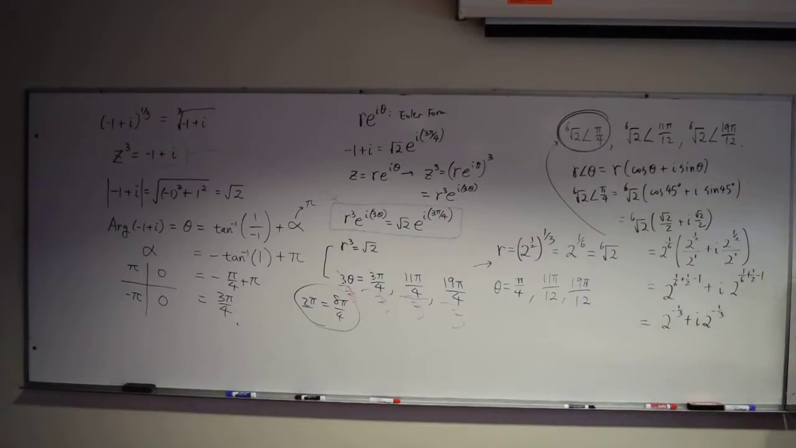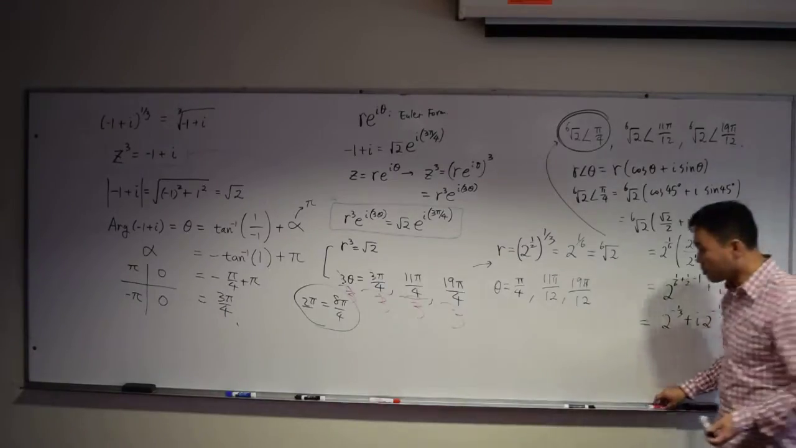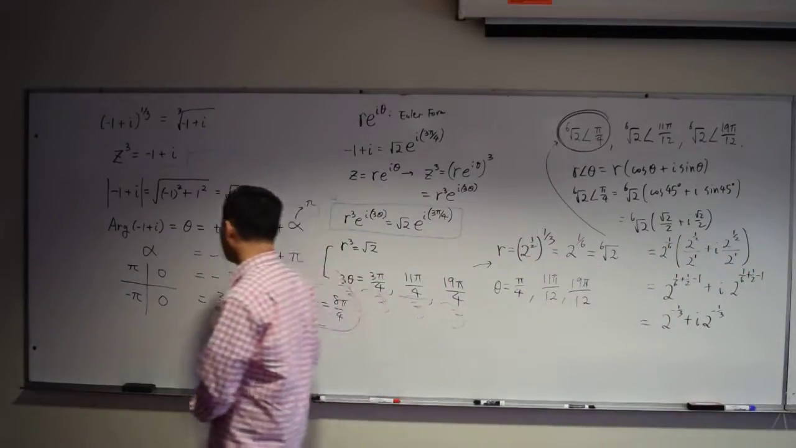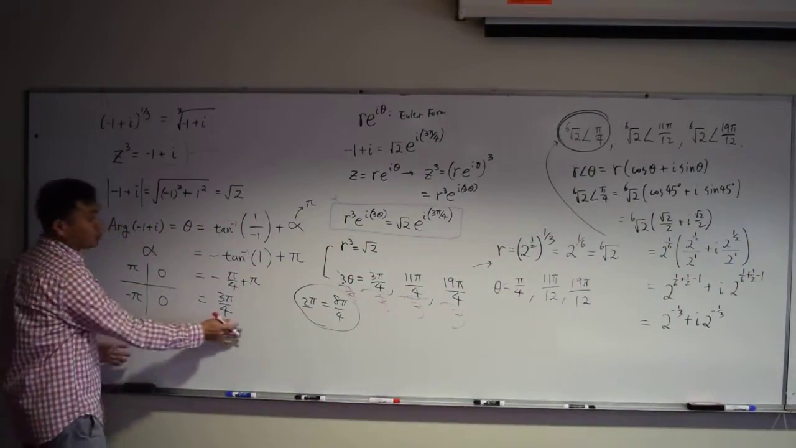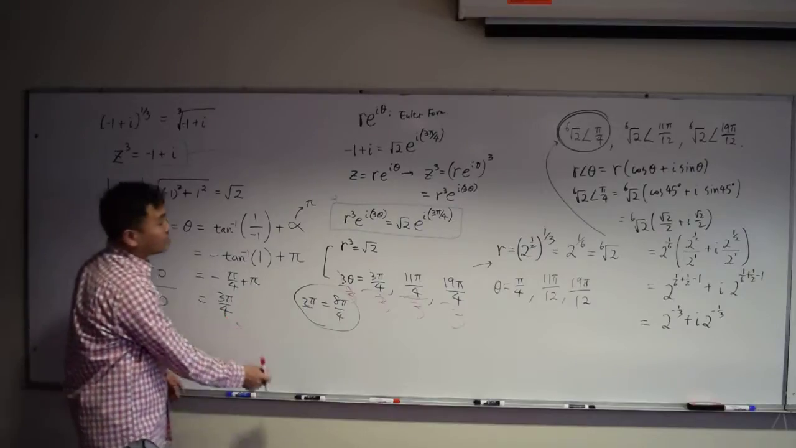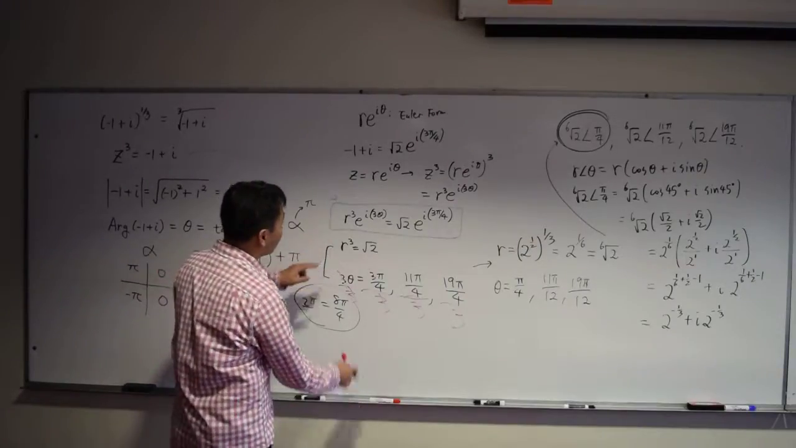Yes? Do we always need to use the Euler form to solve this? No. I was just trying to show you how to do this in Euler form. If you were to use polar form, you can do the exact same thing. So up till here it will be the same. But the equation you get won't be this.